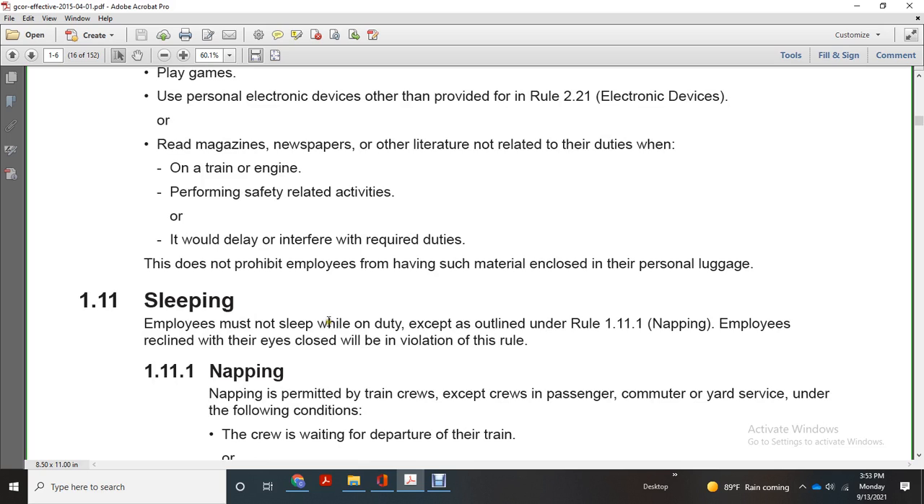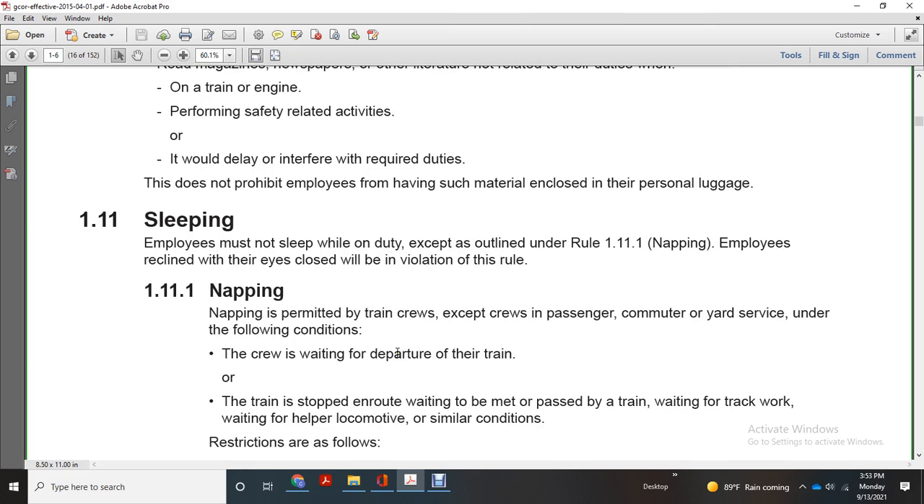Sleeping. Employees must not sleep while on duty except as outlined in Rule 1.11.1. Napping. Employees who recline with their eyes closed will be in violation of this rule. Napping is permitted for train crews, except for passenger commuter yards, under the following conditions.